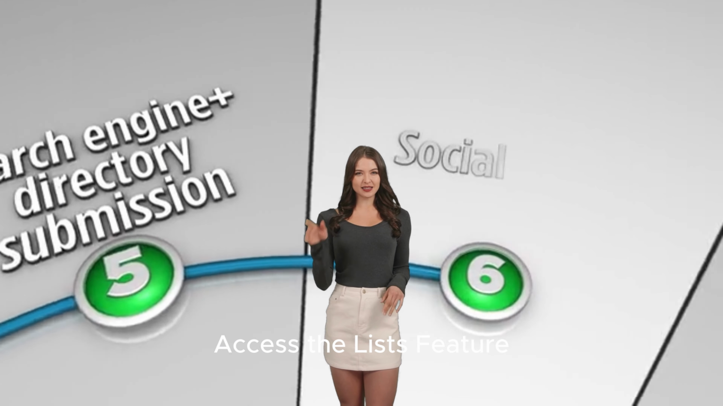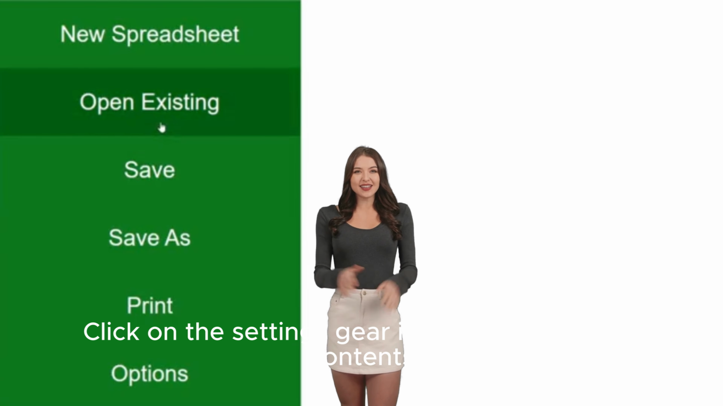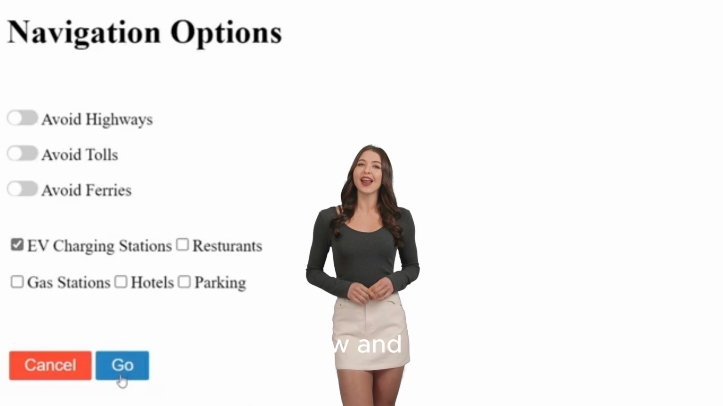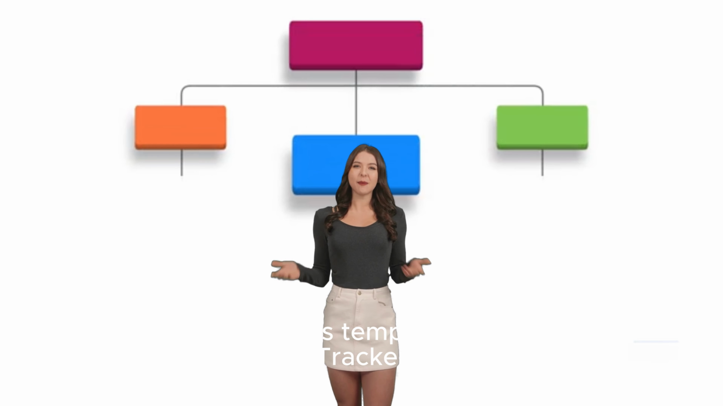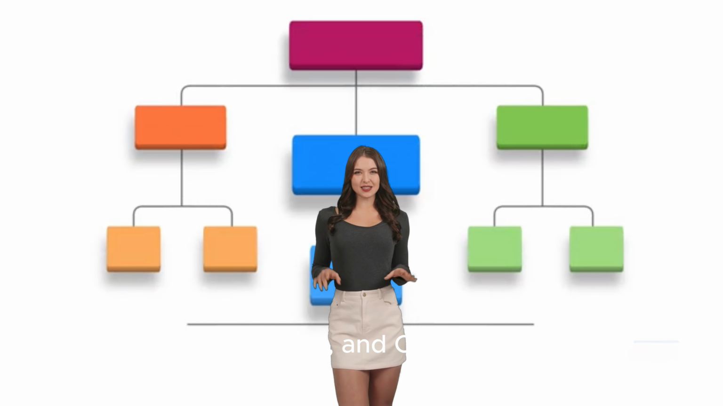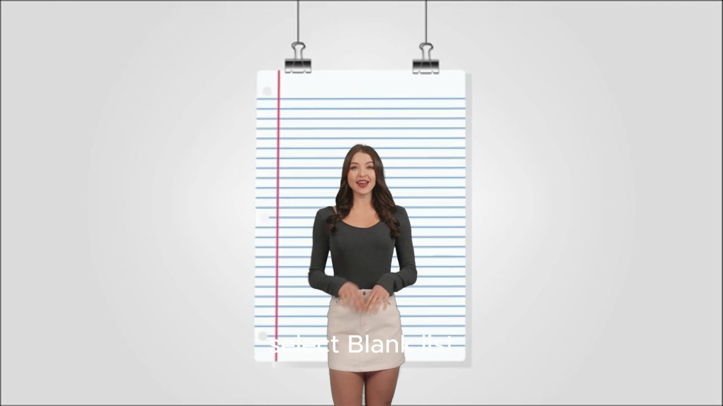list. Access the lists feature. Click on the settings gear icon and select Site Contents. Click on New and select List. Choose a template or create a custom list. SharePoint provides templates such as Issue Tracker, Task List, and Contacts. To create a custom list, select Blank List.